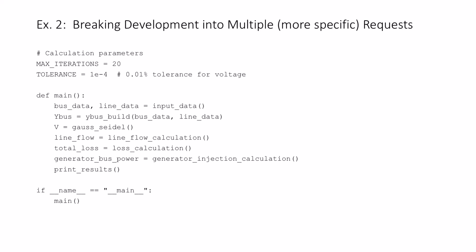We will develop our power flow using the framework shown here. We start by defining our global variables. Then from the main program, we call our various functions. Our first function call is to set up a bus and line data structure. Next, we build a Ybus admittance matrix based on the line data. A Gauss-Seidel algorithm is then used to compute the bus voltages. Once we have the voltages, then we can compute other output variables such as line flow, total loss, and generation power injection. Finally, we print the results.